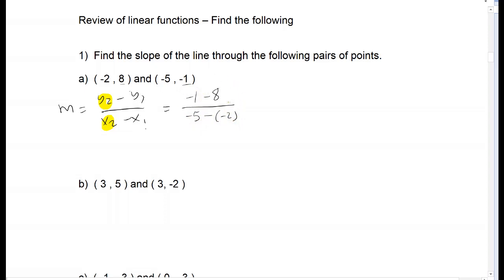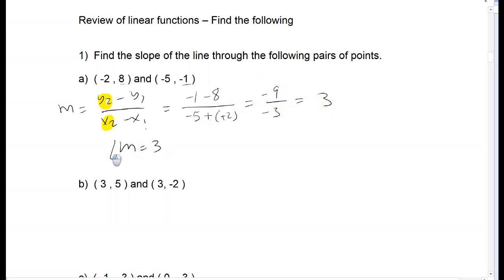And so that's what I mean. You always have to be consistent. So I could have flipped this around and done the subtraction in the opposite order. As long as I'm consistent, the x value and the y value paired together should be above and below each other. Up top, -1 minus 8 gives me a -9, and the bottom 5 minus a -2 is really 5 plus 2, and that's -3, and that simplifies to 3.